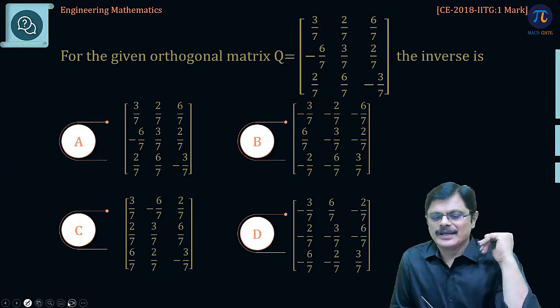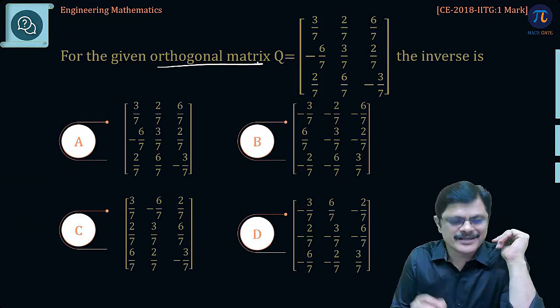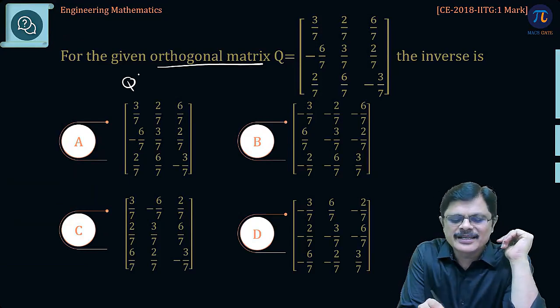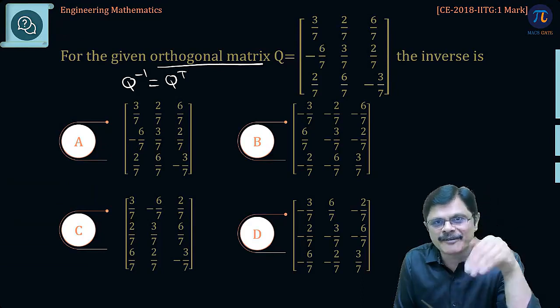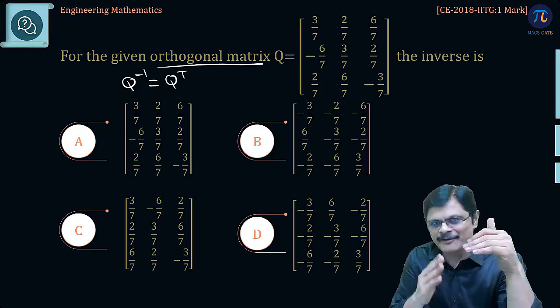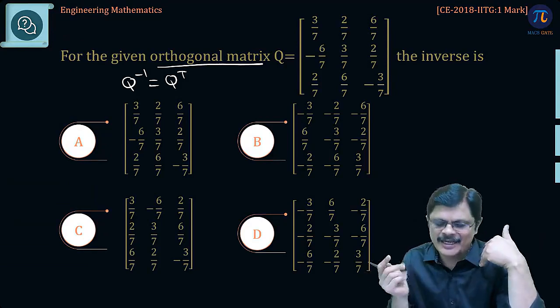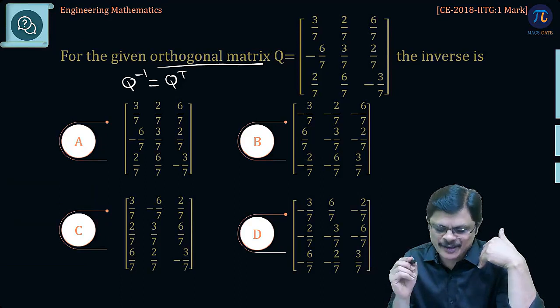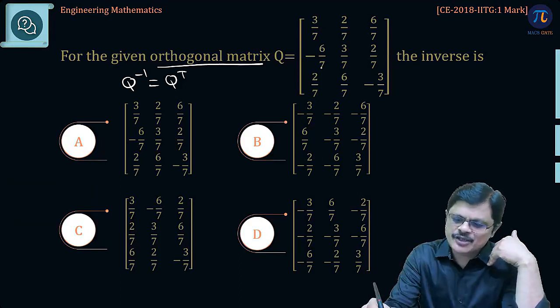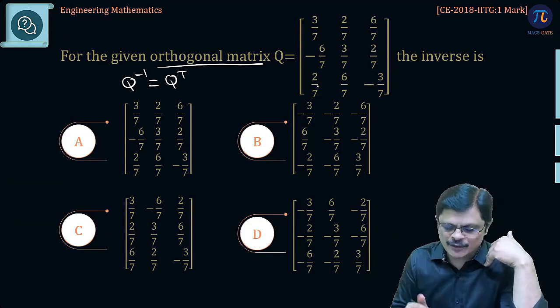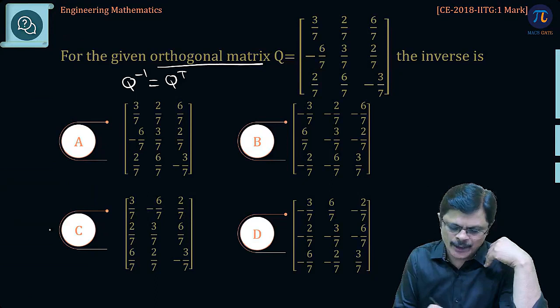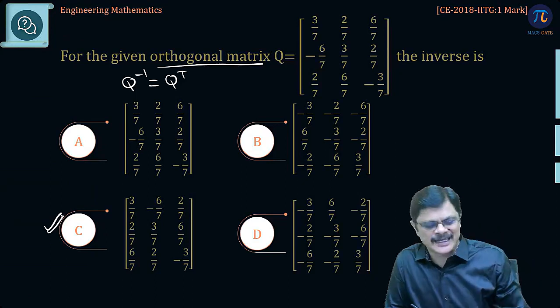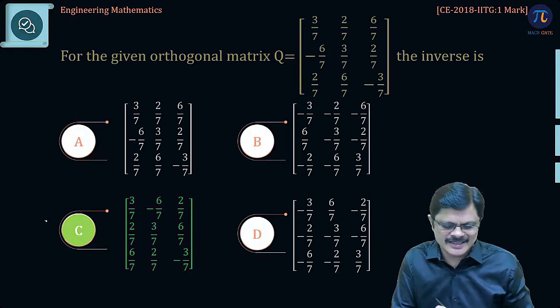No one? See, my dear friends, it is an orthogonal matrix. Orthogonal matrix means the inverse is equal to the transpose. So it's just asking what is the transpose of the matrix. The first row is converted to the first column. Identify that: 3 by 7, minus 6 by 7, 2 by 7. This is the first column and it should be converted to the first row: 3 by 7, minus 6 by 7, 2 by 7. And that is only in option C. So C is the correct answer. Direct question, no twist, nothing. C is the answer.